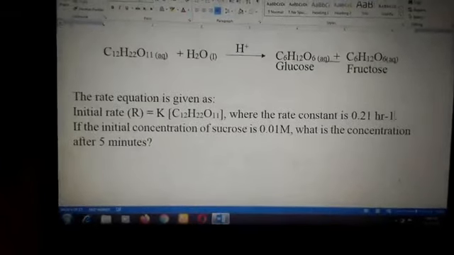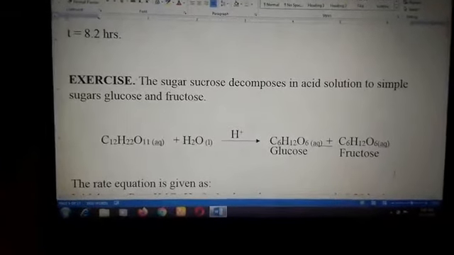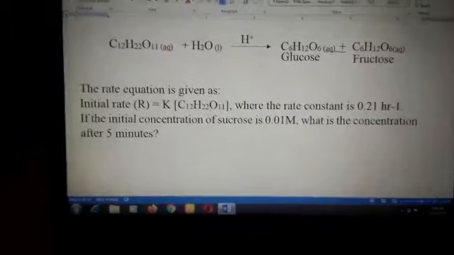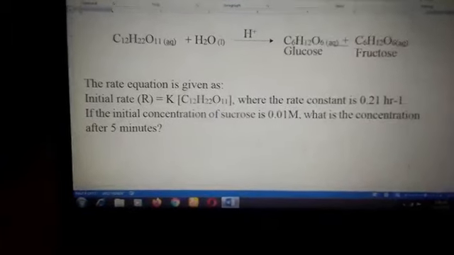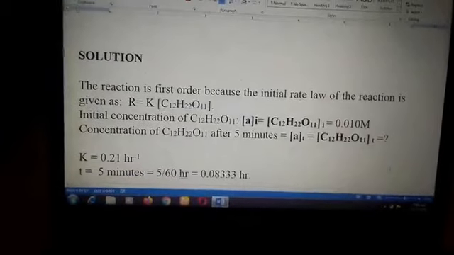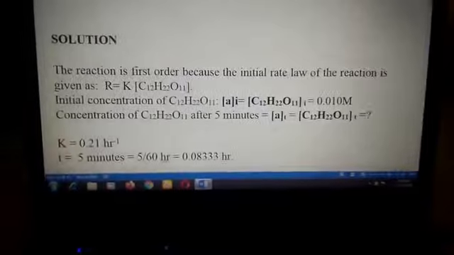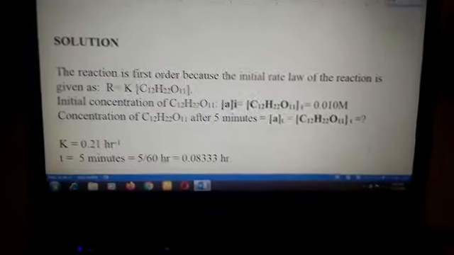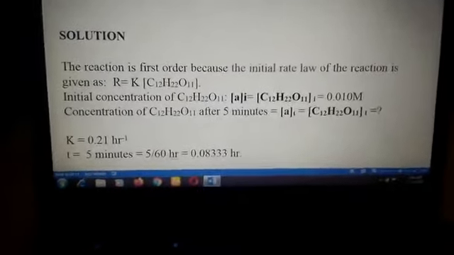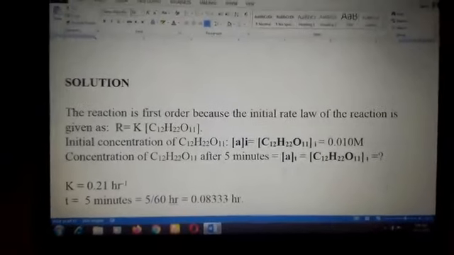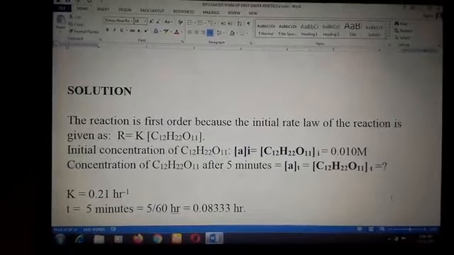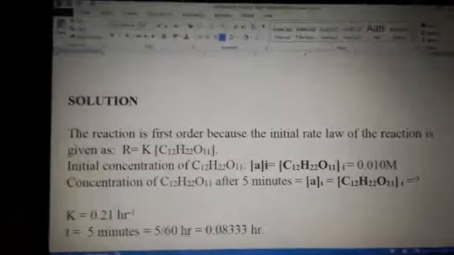So in this question, we are not looking for time as in the first two examples. We are now looking for the concentration of the substance sucrose after some time, after 5 minutes. So we'll go to the solution. We say the reaction is first order because the initial rate of reaction is giving us R equal to K [C12H22O11], with the sucrose in square brackets raised to power 1, making it first order kinetics.